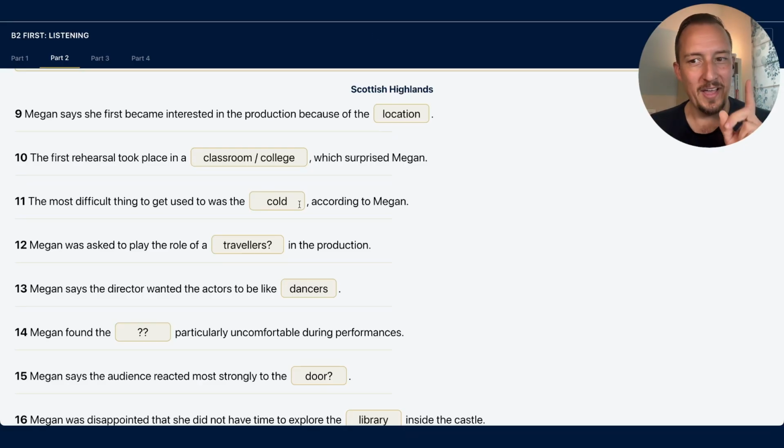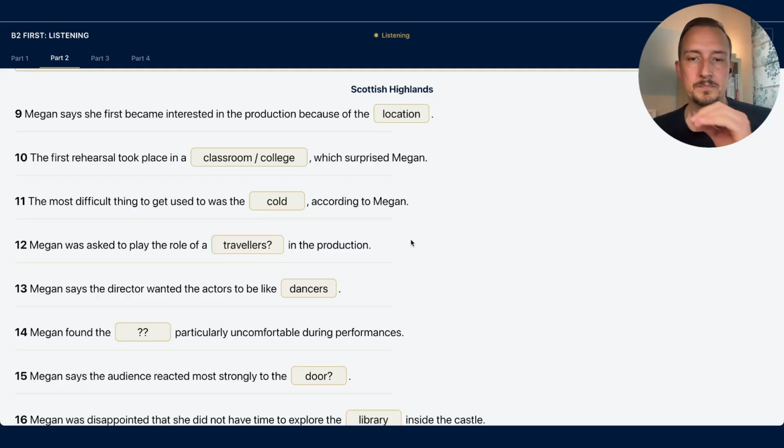Notice a good example there. Sorry to interrupt. I thought the echo would be the problem, and some actors complained about the stone walls. So you might be tempted to think it's either echo or stone walls, but listen to what she does next. The hardest thing to adjust to was the cold. So the cold is the correct answer. She says the hardest thing, and that's a synonym of the most difficult.